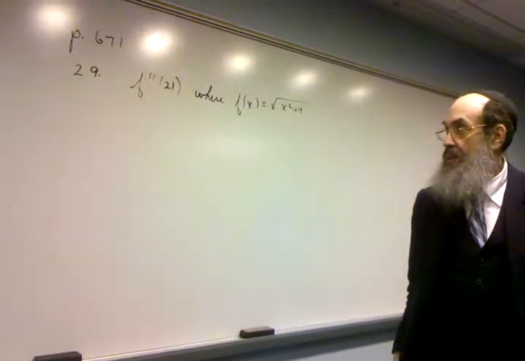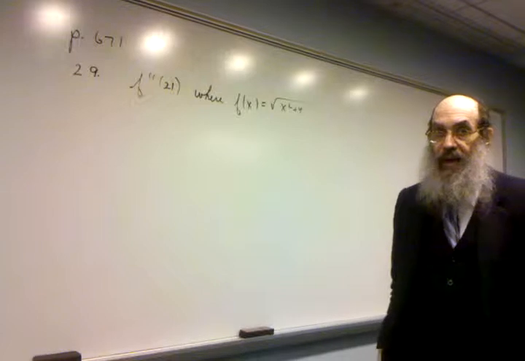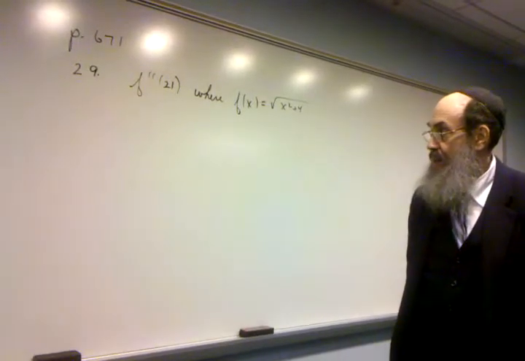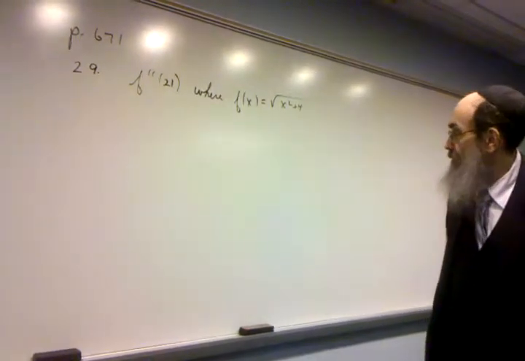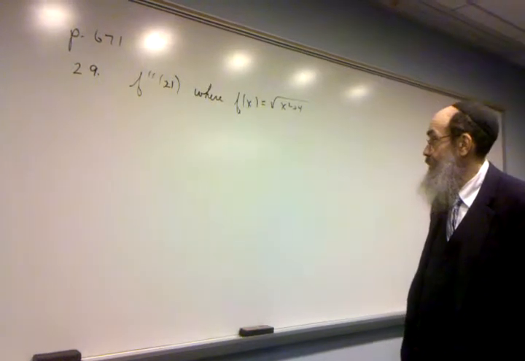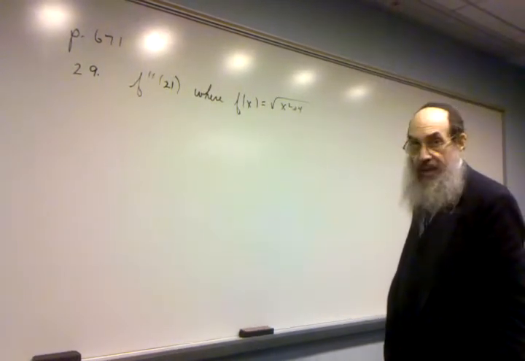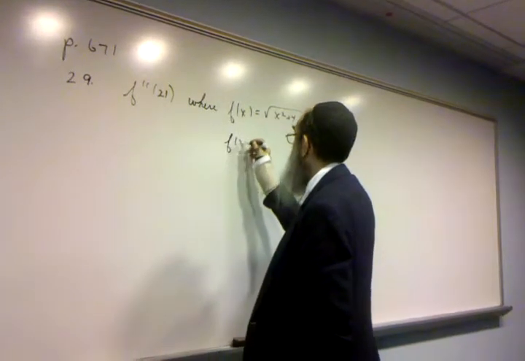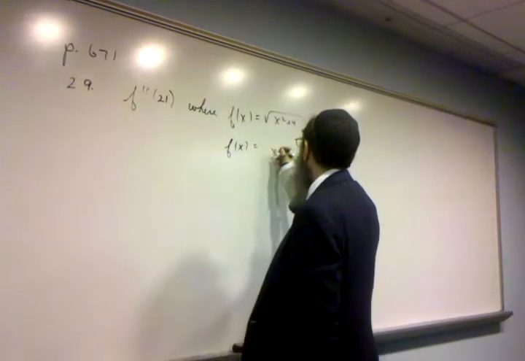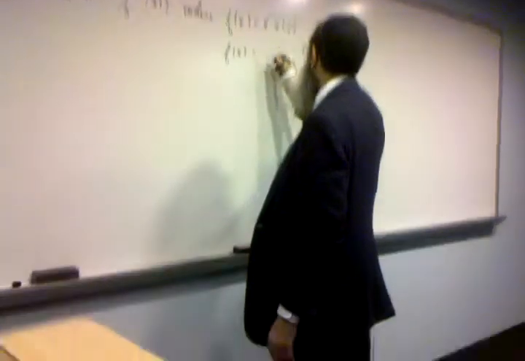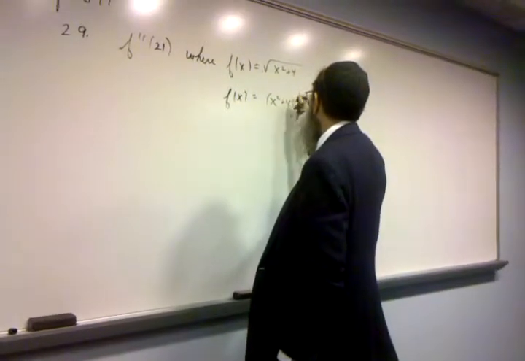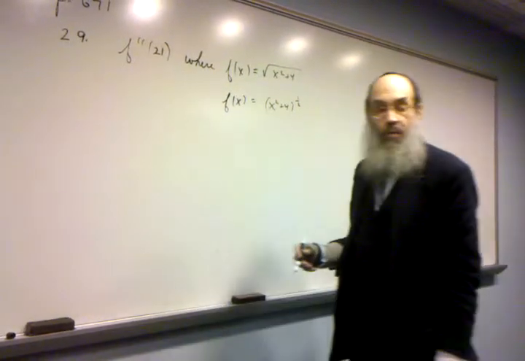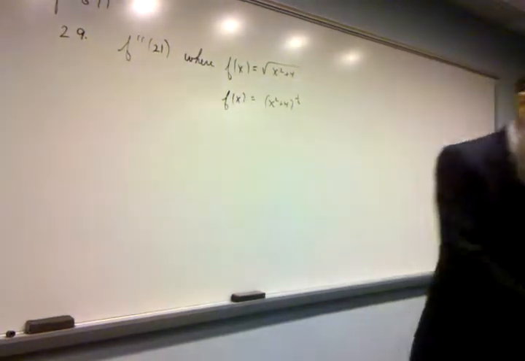Page 671, problem 29. Find f double prime of 21, the second derivative when x is 21, where f of x is the square root of x squared plus 4. This is a more complicated problem than the others. We're going to rewrite f of x. We're going to say f of x equals x squared plus 4 to the 1/2 power. Square roots are represented as fractional exponents.